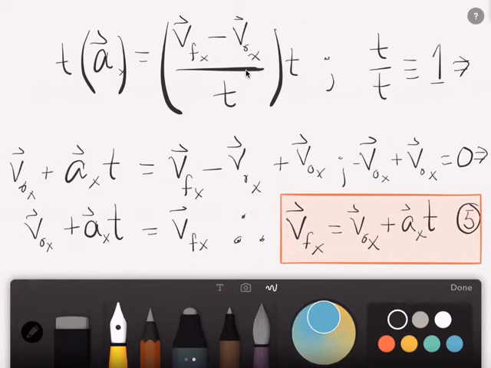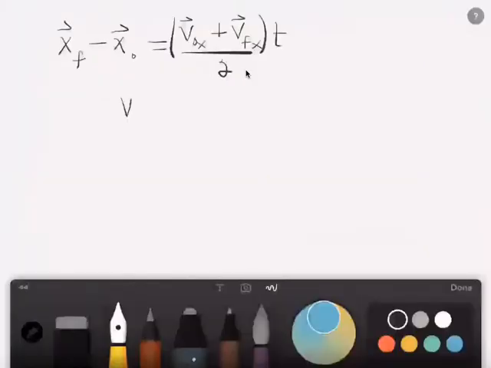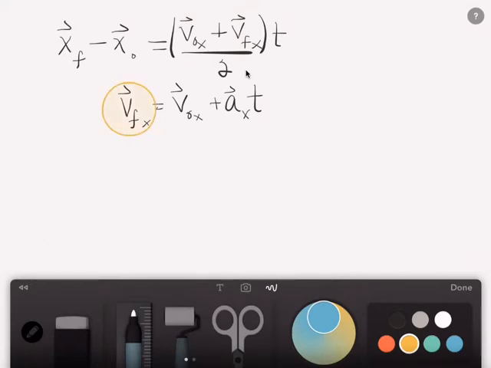So let's go ahead and bring this over here. We're going to take our final velocity in the x direction. It equals the initial velocity in the x direction plus the product of constant acceleration in the x direction and time. So what am I saying to you? I am saying this. I'm saying that we're going to take this left-hand side, and I'm going to substitute it into this equation right here.